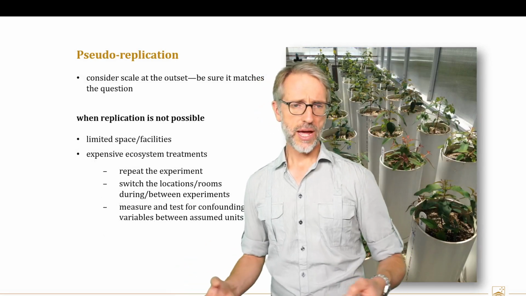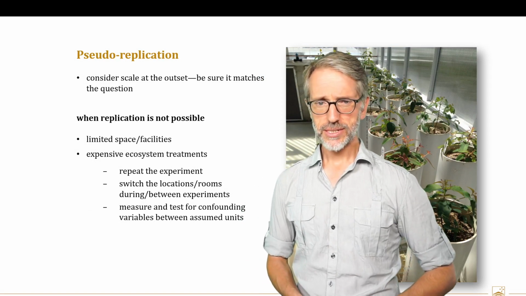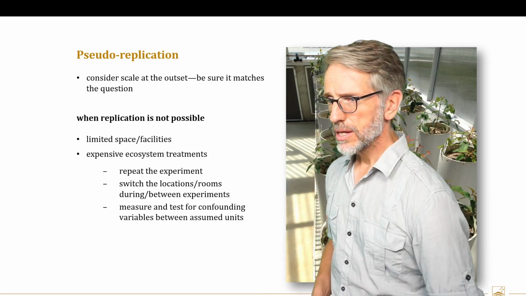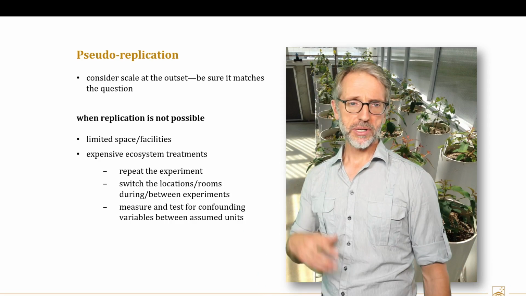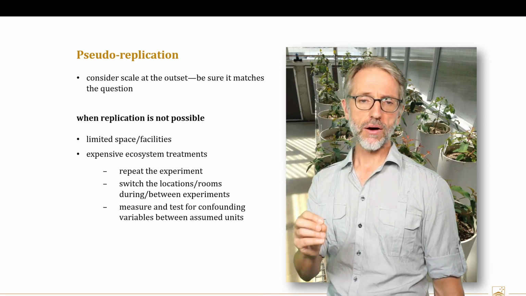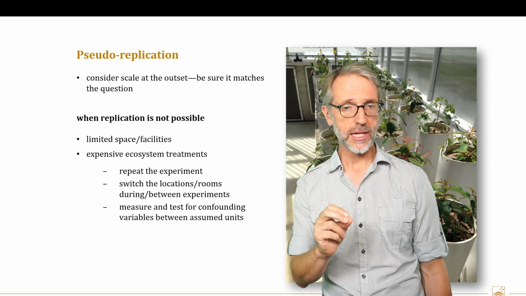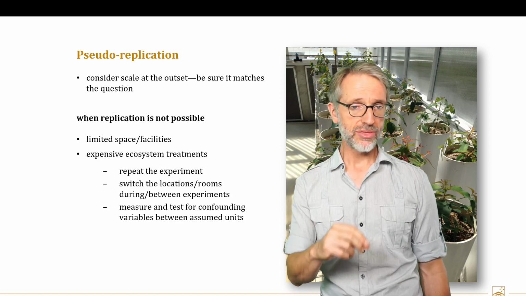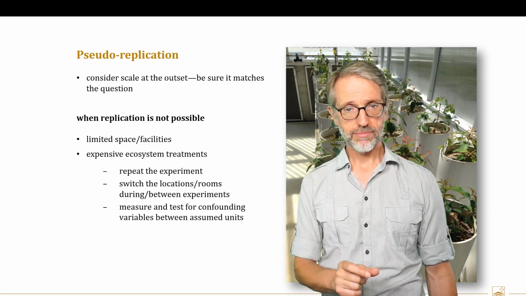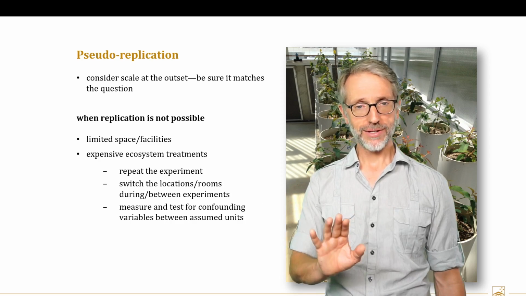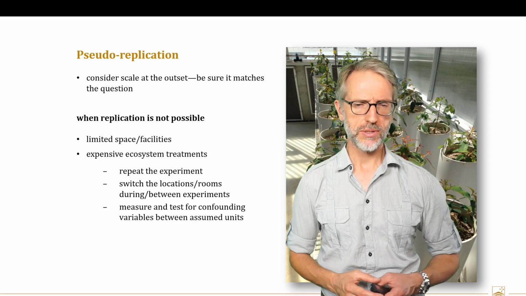So how do you handle pseudo-replication? Because sometimes, goodness gracious, it's hard to handle. The thing to do, first of all, when setting out to conduct an experiment is to consider the scale of the question. Doesn't matter what you're working on, think about the scale of the question and the scale of replication. Make sure those things match. If you can do that, great, proceed. But what if it's just not possible?